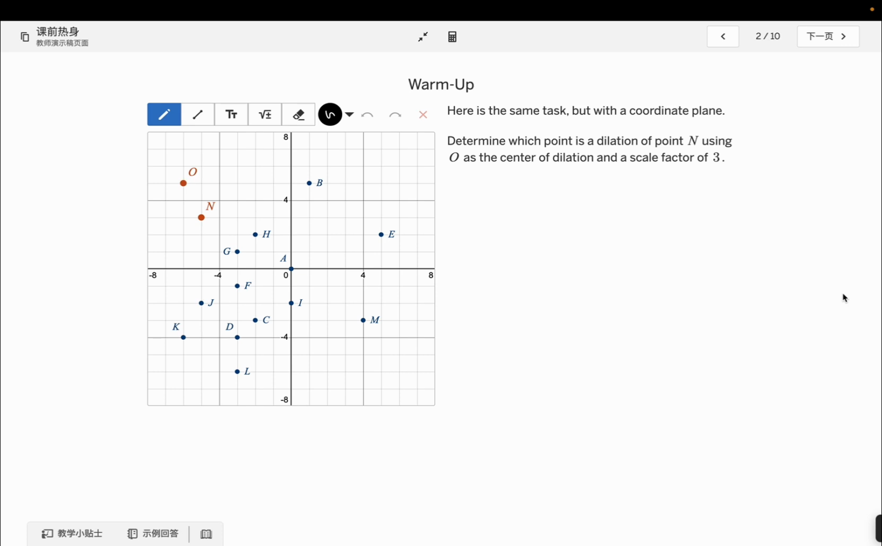Okay, then I'm going to tell you. F is the point, because we have O as the center of dilation and a scale factor of 3. That means the distance from O to the point is 3 times the distance from O to N. Let's connect those two points. See, the point is here. So in this case, F is the point.